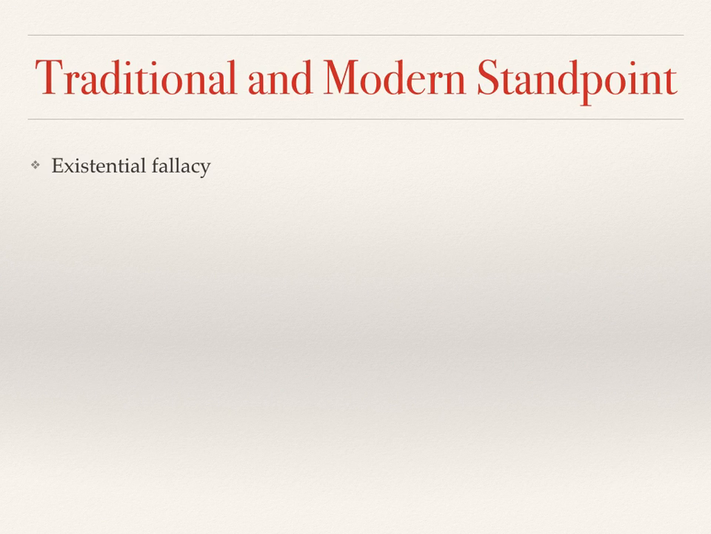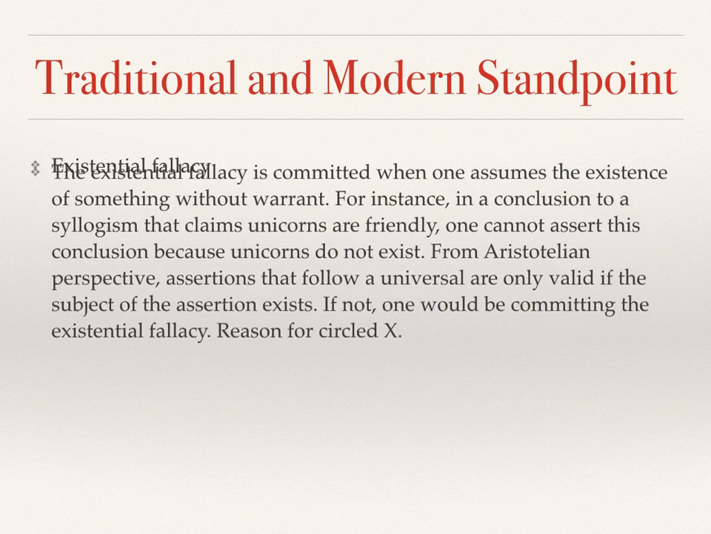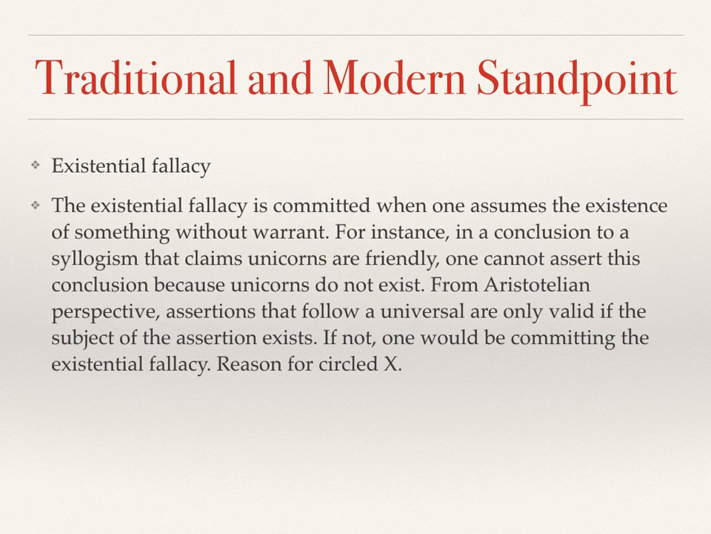So from the Aristotelian point of view, the existential fallacy is committed when one assumes the existence of something without warrant. So for instance, in a conclusion to a syllogism that claims unicorns are friendly, one cannot assert this conclusion because unicorns do not exist. So from the Aristotelian perspective, assertions that follow a universal are only valid if the subject of the assertion exists. If not, one would be committing the existential fallacy. That's the reason for the circled X, as you'll see in the textbook.